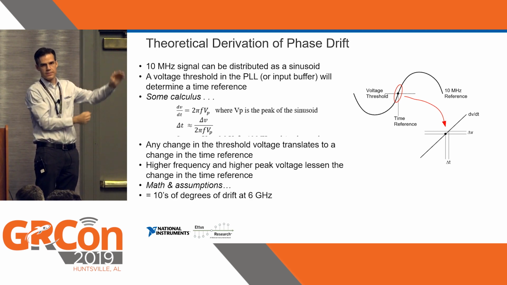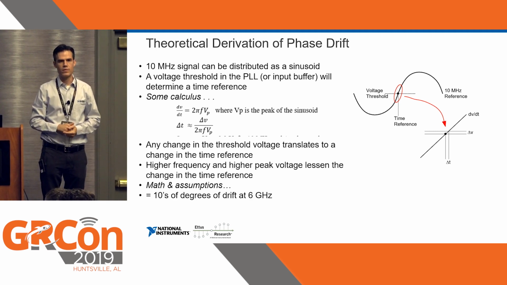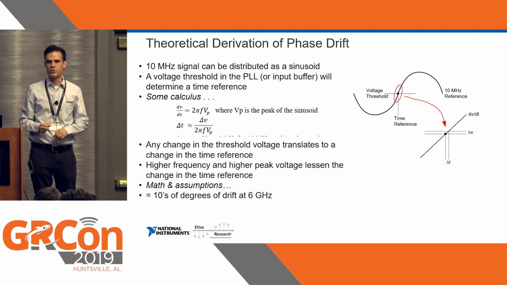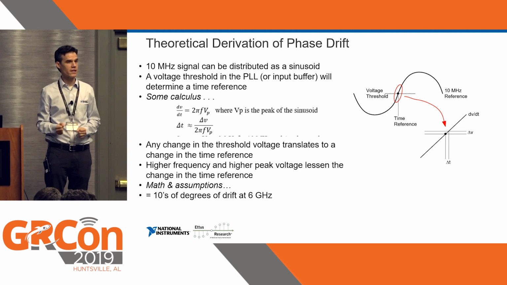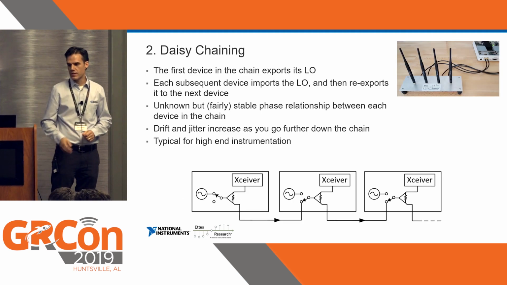And that time noise is basically where your drift is going to come through. And there's some other slides from Brian Avenell that kind of walk through all of it. In the end, you can make some assumptions and do some maths, and you come up with, oh yeah, this is like tens of degrees at 6 gigahertz. So how else can we do this?